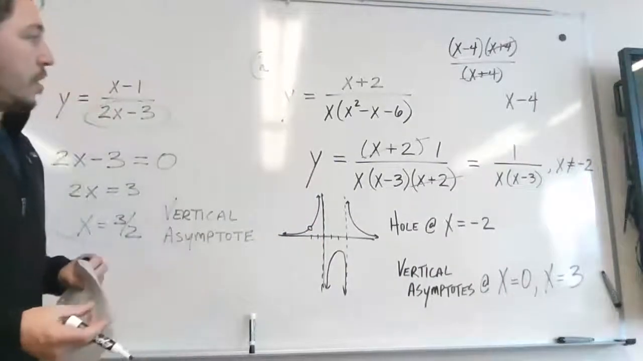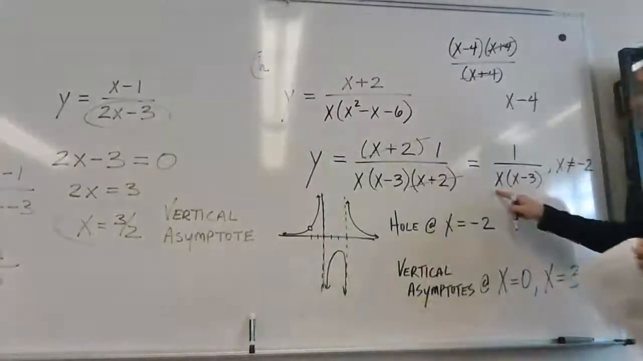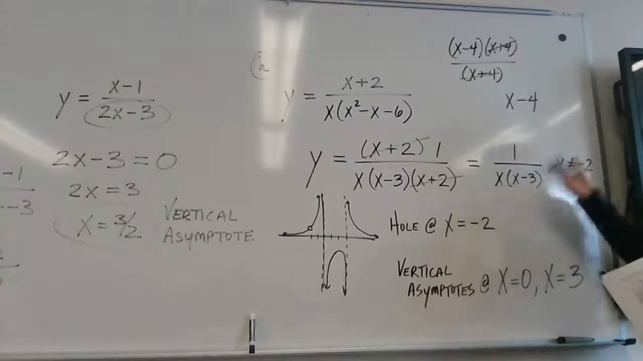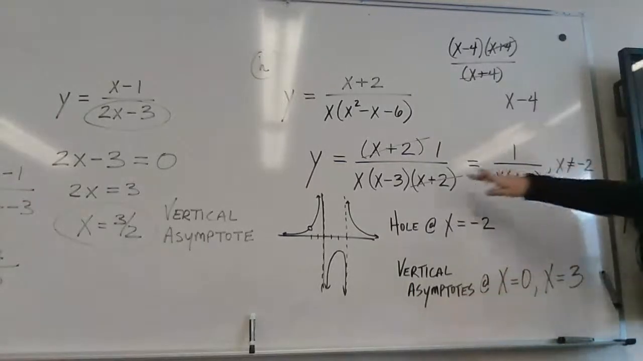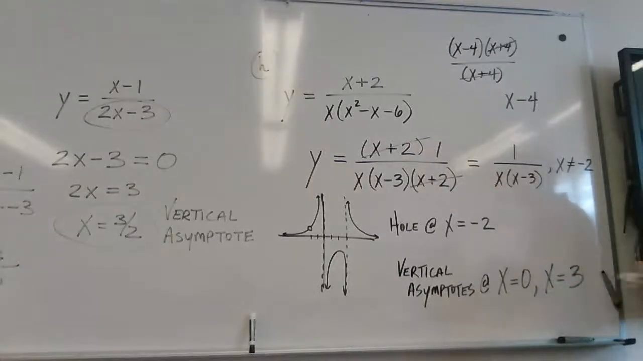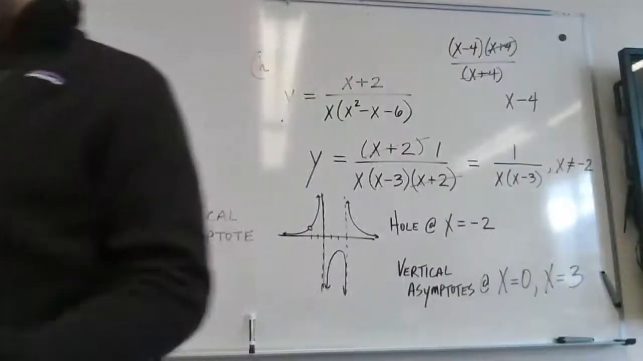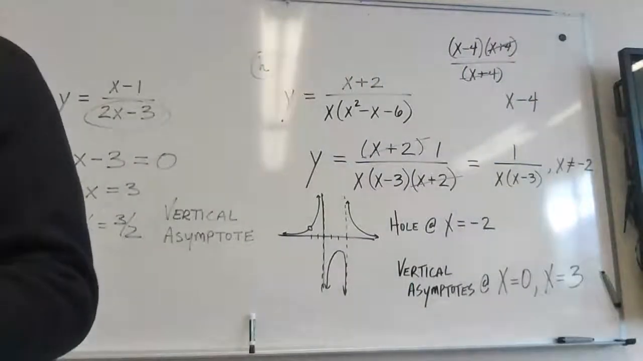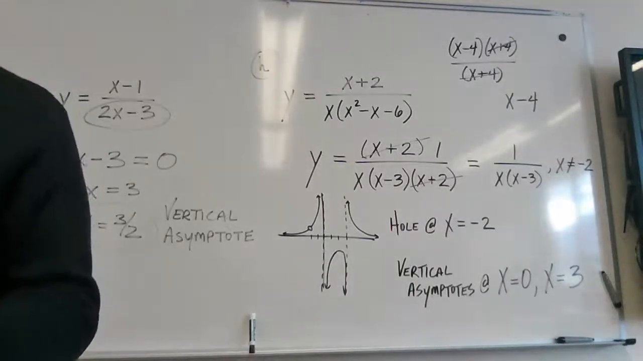Okay, so again, the terms that cause division by 0 that are still left over in the function are going to create vertical asymptotes, and the term that got crossed out, that simplified out to 1, creates the hole. Okay, so G is going to have two discontinuities. One's going to be a hole, one's going to be an asymptote.